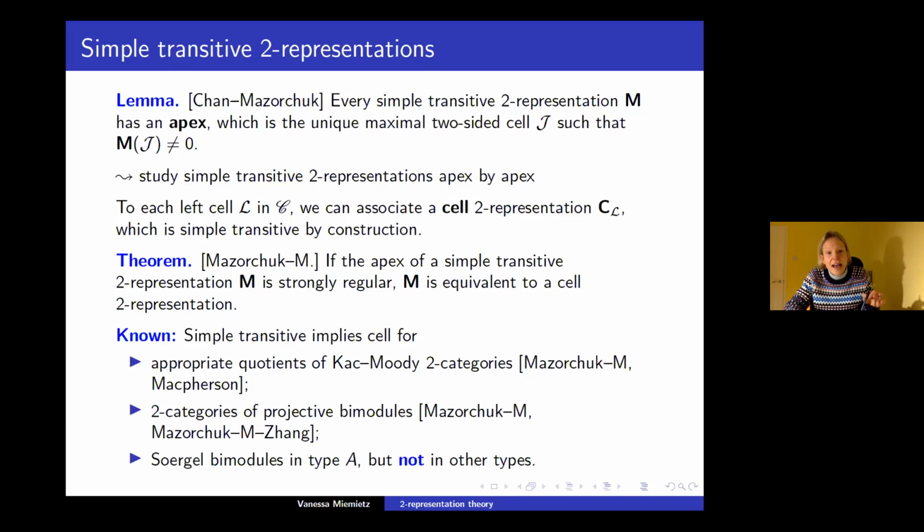Moreover, if I look at Soergel bimodules in type A, then the cell combinatorics, the Kazhdan-Lusztig cells associated to the symmetric group, are strongly regular. So again, we only have cell 2-representations. But this is not true in other types, and the problem is precisely because of non-strong regularity. We just saw this example of type B2, where we're not strongly regular, and then things go wrong.